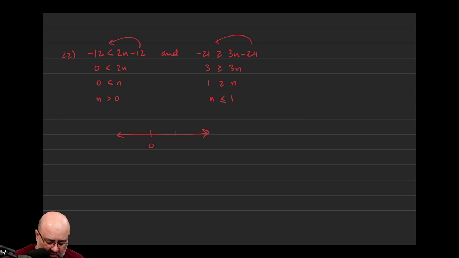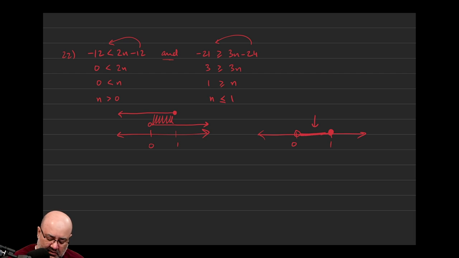I put 0, 1 on the number line. Greater than 0 means open circle. Less than or equal to 1 means closed circle. N is greater than 0 means all the numbers to the right of 0. N is less than or equal to 1 means all the numbers to the left of 1. It's an AND problem, so we're looking for an overlap. Overlap is right here. So the answer on Edfinity should be 0, 1, open circle here, closed circle here, with just the stuff in the middle being shaded here.